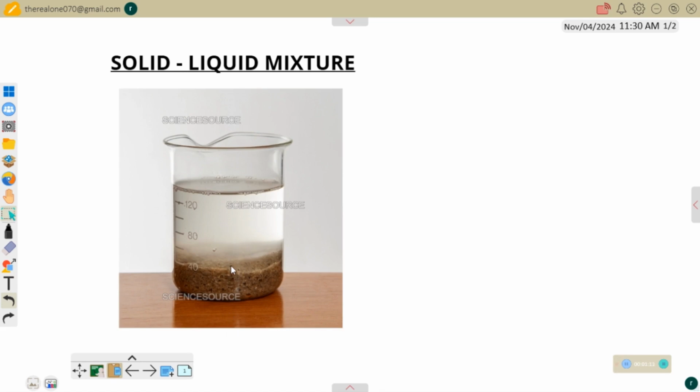The sand has settled down. The process of settling down of the sand is known as sedimentation. So after the sand particles sediment, we can pour out the liquid into another container. Now the process of pouring away the liquid is known as decantation.